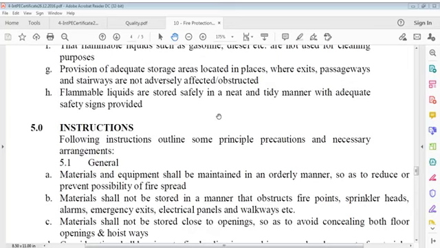Provision of adequate storage areas located in places where exits, passageways and stairways are not adversely affected or obstructed. Flammable liquids are stored safely in a neat and tidy manner with adequate safety signs provided.